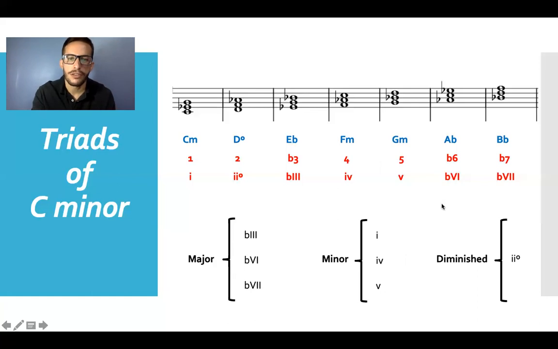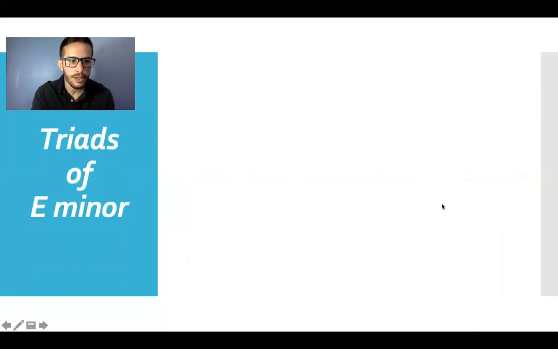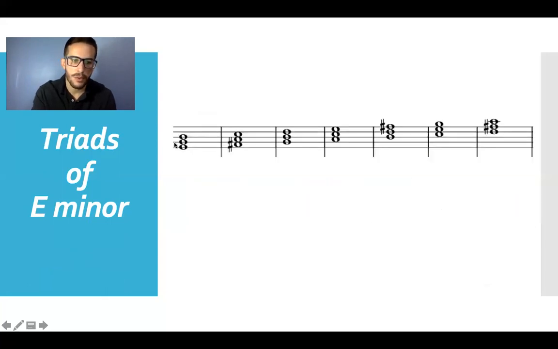So let's do another example. Here we have the triads of the E minor scale. Okay, the same thing. We put all the notes in the scale. If you build the E minor scale, you will get that you have an F sharp, and that's it. So you only fill in the F sharps. Here you have one F sharp, there's another one, and finally this one right here.